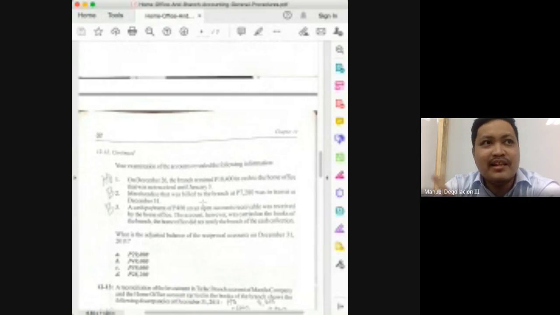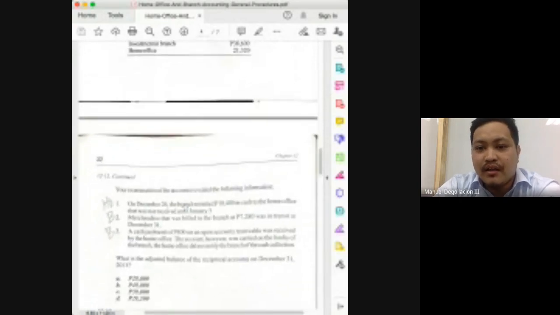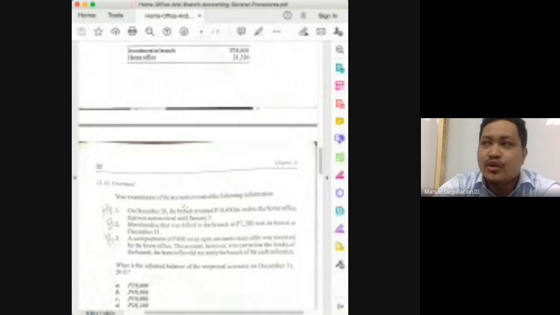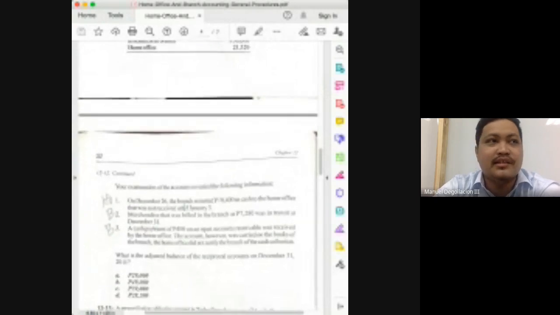So that entry will result in a decrease to the home office, correct? But since that entry was not prepared, the 400 was not yet deducted from the 21,320. So to correct that one, we will deduct the 400 from the 21,320. Okay? So we can now determine the adjusted balances of both.